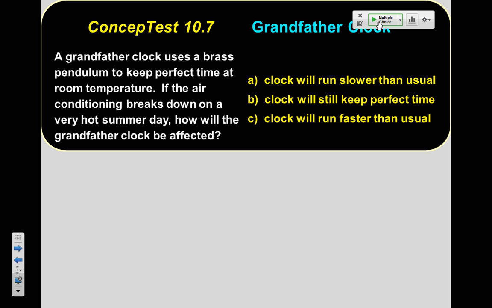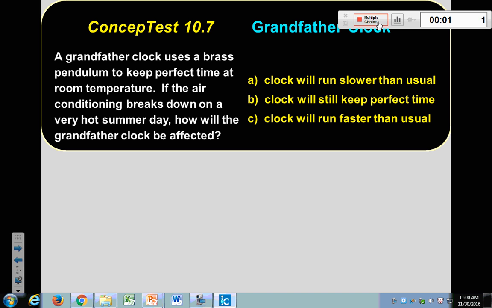Okay. The grandfather clock uses a brass pendulum to keep perfect time. If it's a hot day, how does that affect the pendulum of the grandfather clock? I'll remind you the period of a pendulum. We saw this earlier, but it's 2 pi square root of L over g, where L is the length of the pendulum.